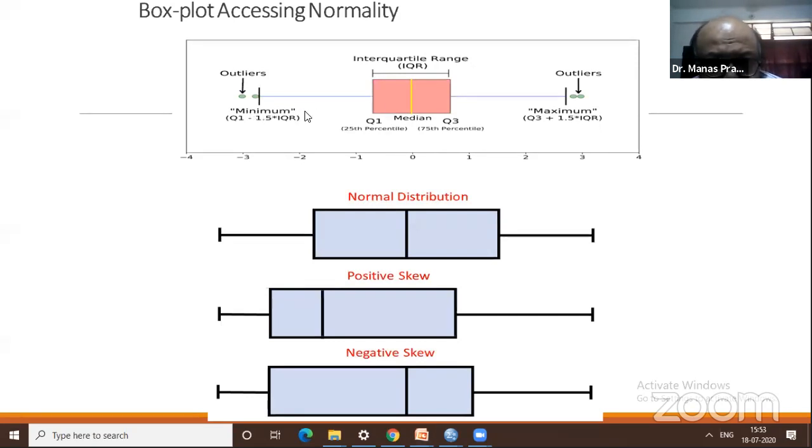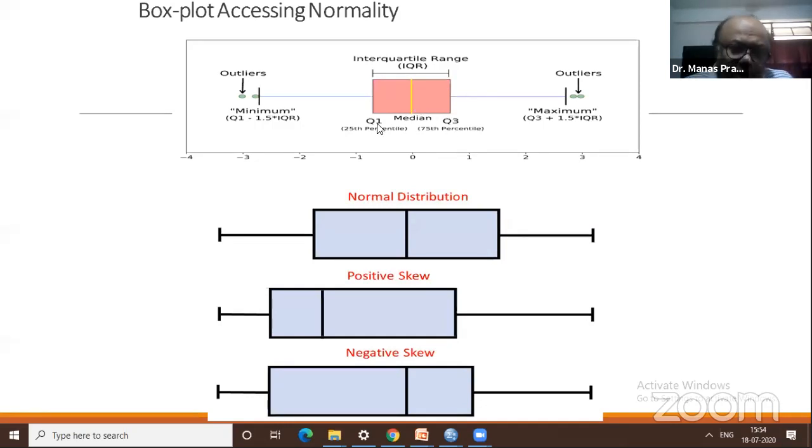If I arrange the data in ascending order, suppose this is the lowest value, this is the second lowest, this is the third lowest, like this. This is the maximum value. If I plot like this, this is the median. Median means the central value. This is the median of the data. This is the first quartile and third quartile, and this box is the interquartile range. The length of this box is called the interquartile range. It means Q3 minus Q1.